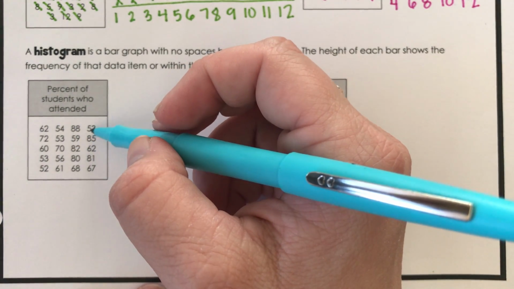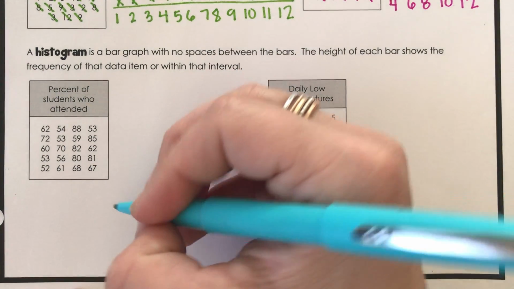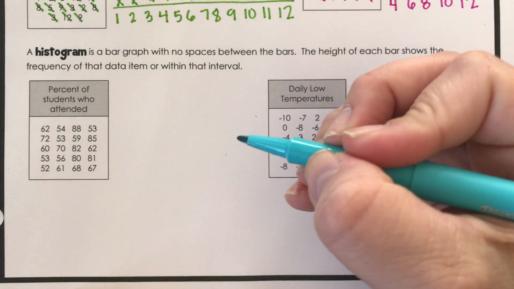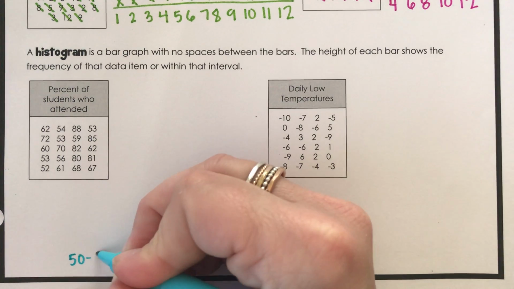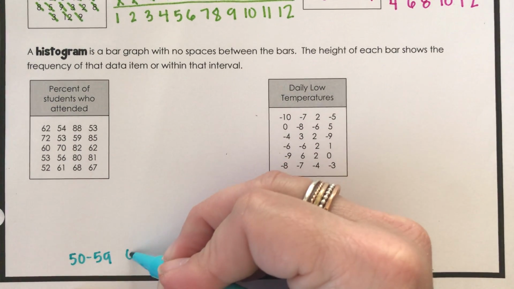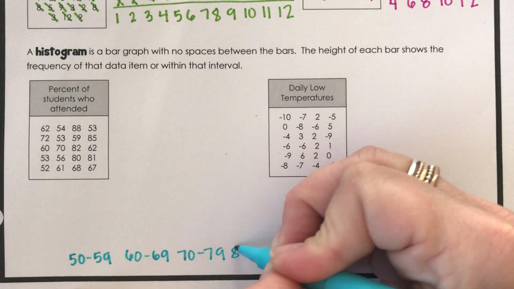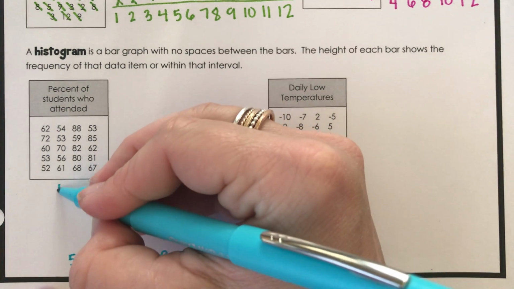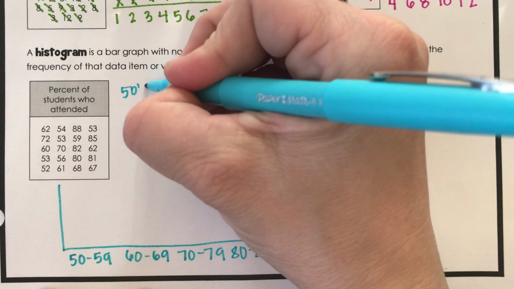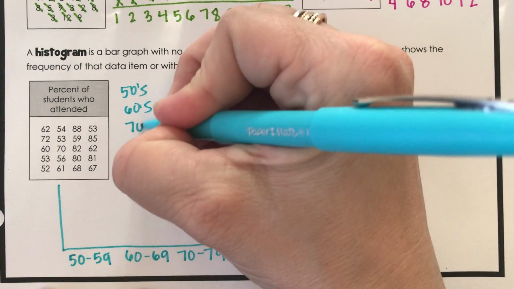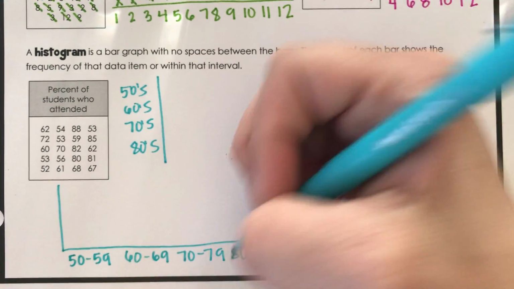so I have numbers that look like they go from in the 50s to up in the 80s. So I'm going to make my intervals. Let's see. I'm going to do 50 to 59, 60 to 69, 70 to 79, and 80 to 89. Okay, and I'm actually going to make a little frequency table up here so then I can put it correctly on my histogram.